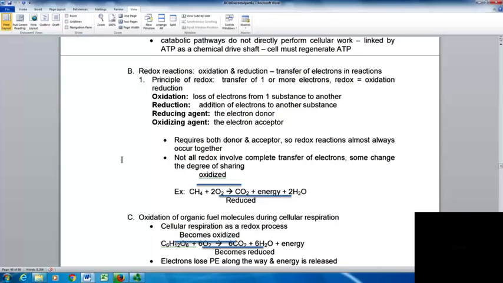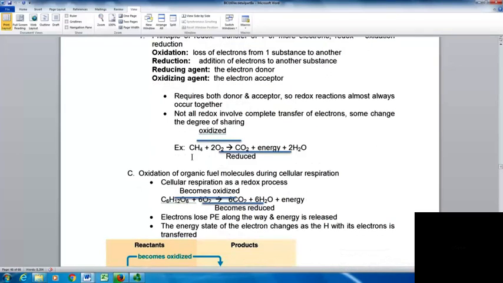The mnemonic that chemistry typically uses to remember this is OIL RIG: oxidation is loss, reduction is gain of electrons. A reaction does require both a donor and acceptor, so these reactions almost always occur together. Not all redox reactions will have the complete transfer of electrons. Sometimes there is a degree of sharing. This image here is not real great for seeing who is oxidized and reduced. It's a little bit better in the picture below.